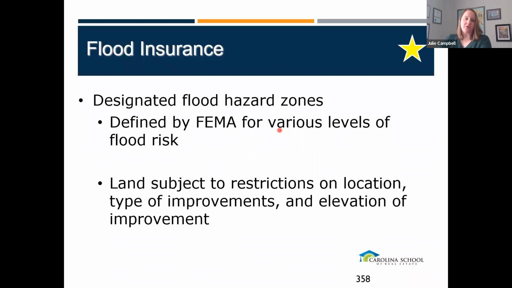Again, FEMA may have restrictions on the location, where the structure is in relation to the flood hazard, the type of improvement, is it residential or commercial, and the elevation, how far up does it sit? Anytime you have a property near a body of water, think about if we have a flash flood come through, that creek turns into a rushing river.